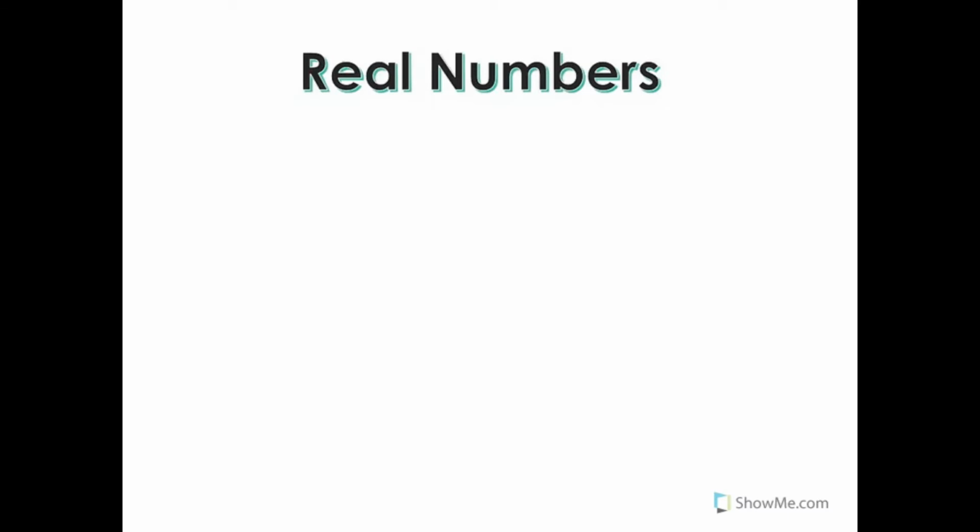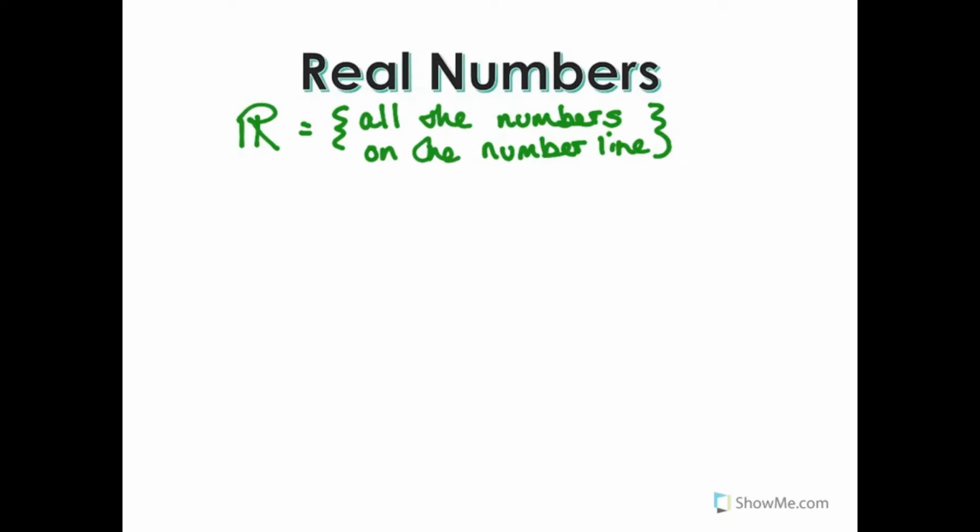Real numbers means all the numbers on the number line, and the symbol is this fancy R. I want to talk about two main kinds of real numbers.